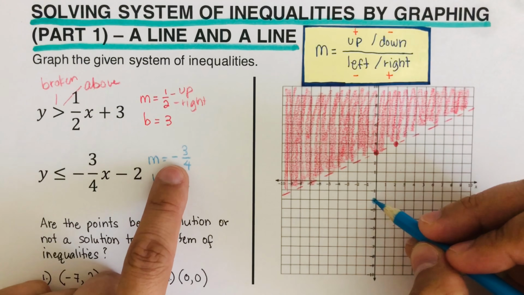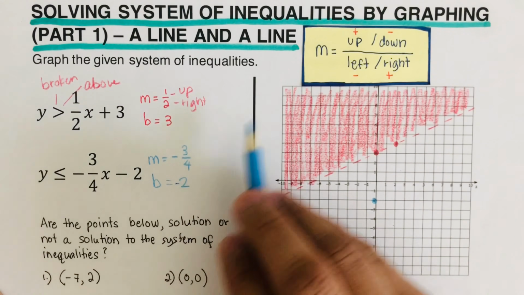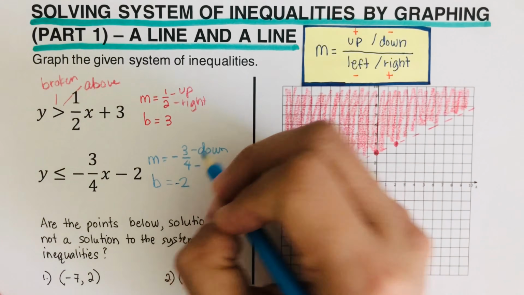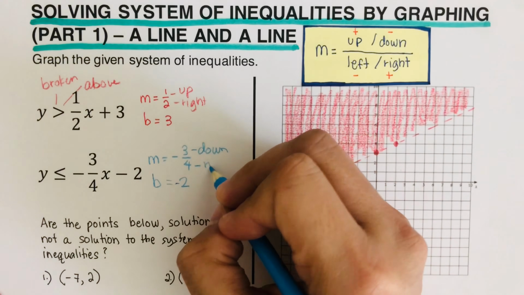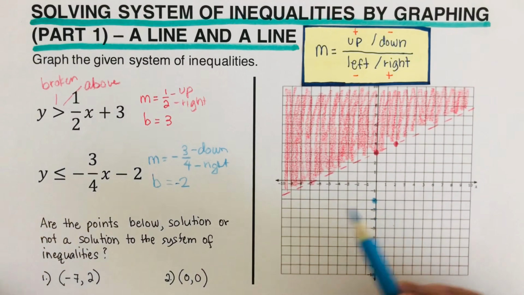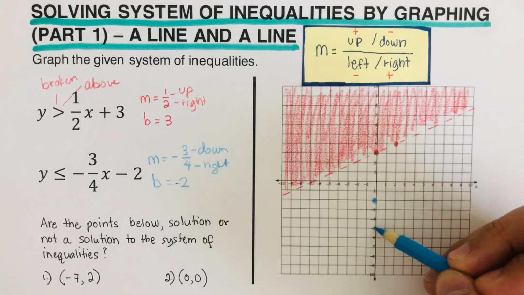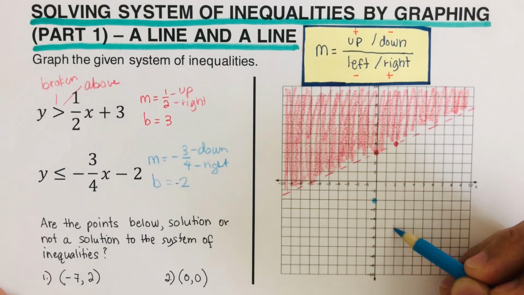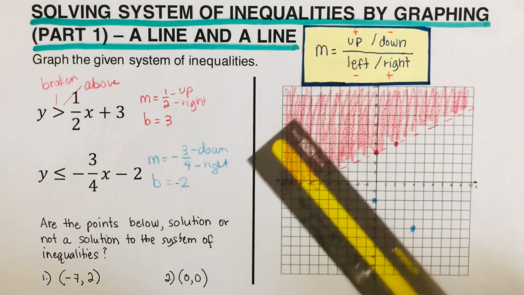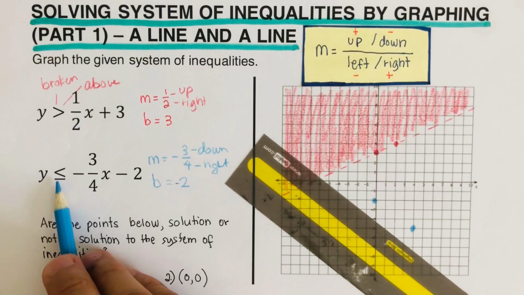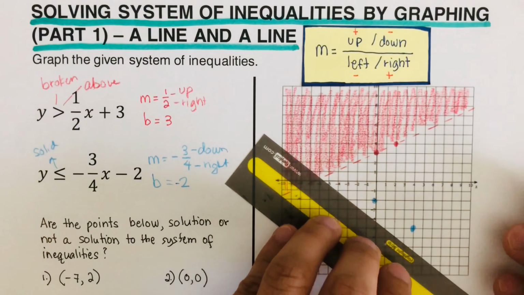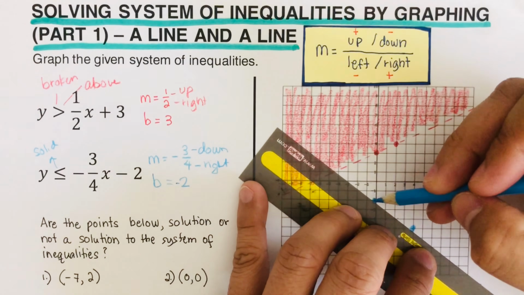And then our m, this is -3/4. Remember, if it's negative on top, we go down. So that means we go down 3. And then this is positive, so we go to the right 4. So from the y-intercept, which is -2, I go down 3. So 1, 2, 3. Then I go to the right 4. 1, 2, 3, 4. So then this is the second dot. And then from here, we are going to connect the dots together. Please remember that this one right here has a bar underneath. So we're supposed to use a solid line. So I'm going to draw the line right here.